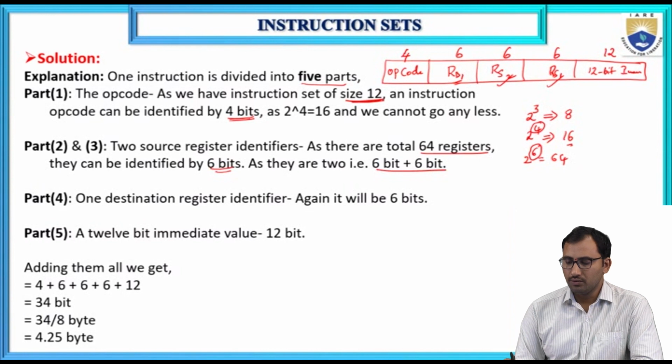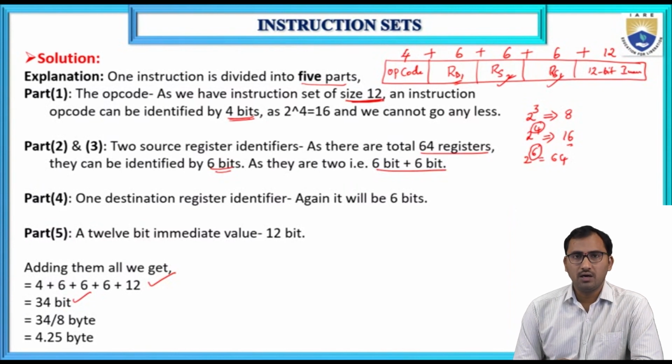So now we have to add up the size of the instruction: 4 plus 6 plus 6 plus 6 plus 12. If you add all those, you will get 34 bits.